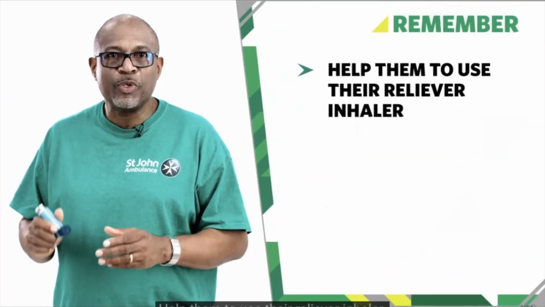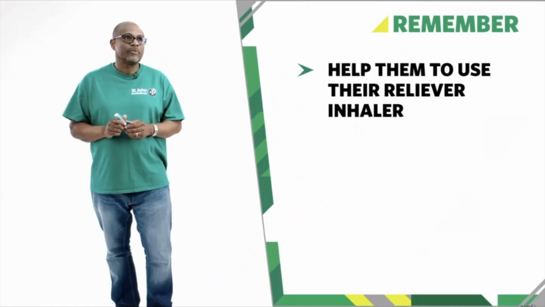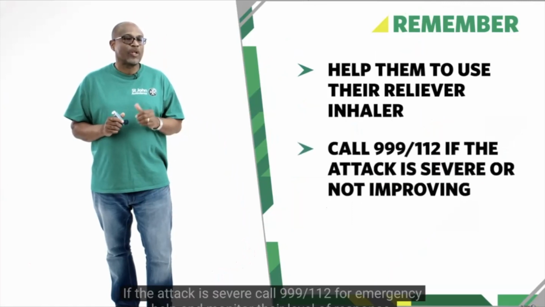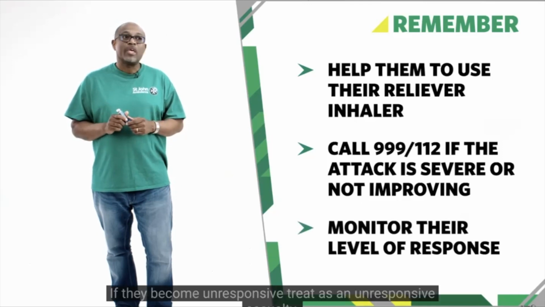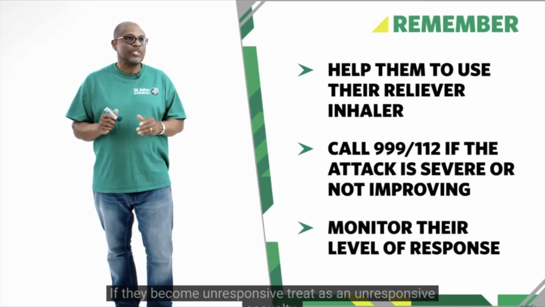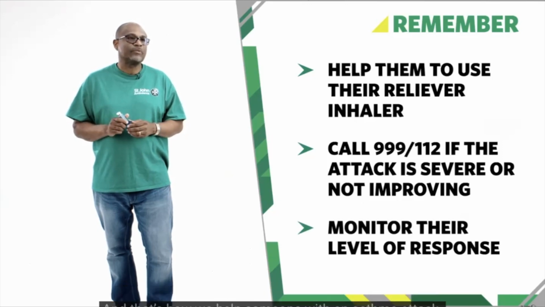So remember, reassure them. Help them to use their reliever inhaler. If the attack is severe, call 999 or 112 for emergency help and monitor their level of response. If they become unresponsive, treat as an unresponsive casualty. And that's how we help someone with an asthma attack.